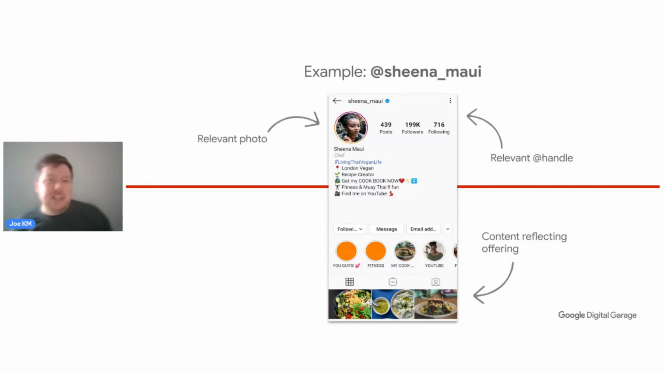Then spend the extra little bit of time doing this. So, is the relevant photo what we've just talked about? Have we got a relevant handle? Or have we built this brand enough that the handle becomes its own? But if not, in the early stages, sometimes it's worth considering, could your handle have something to do with the content that you're talking about? The content reflecting the offering.